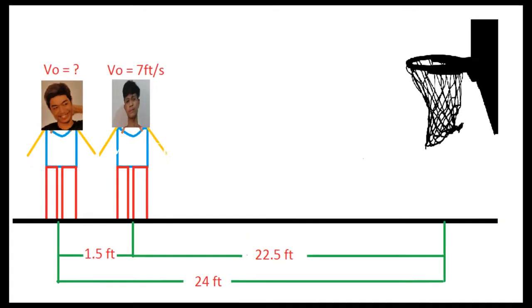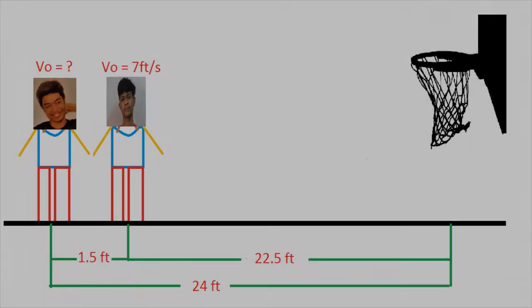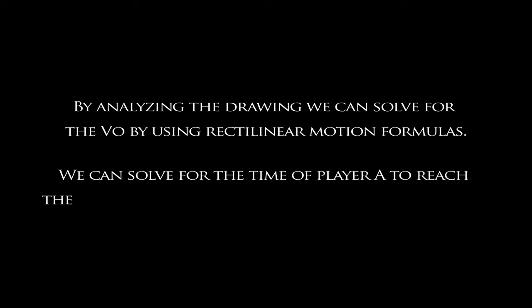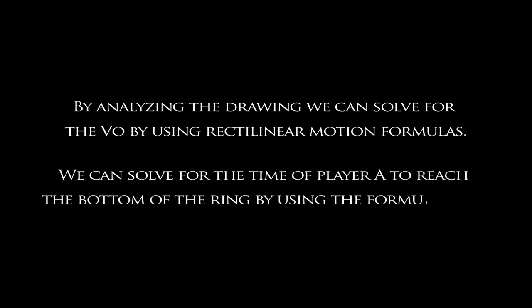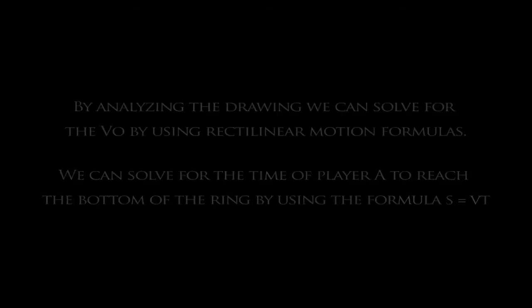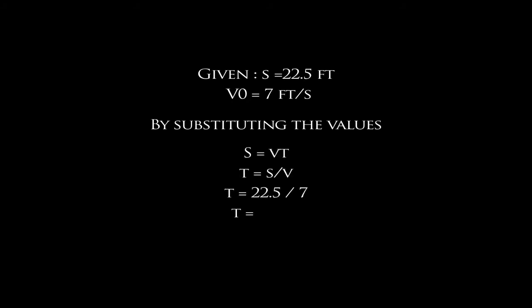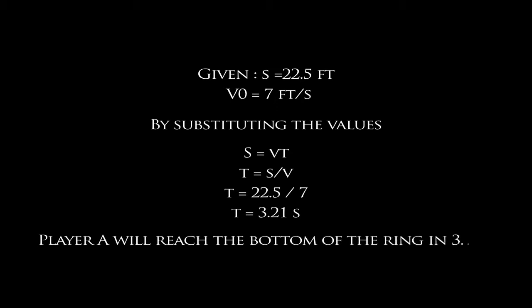We first draw the problem. By analyzing the drawing, we can solve for the V0 by using rectilinear motion formulas. We can solve for the time of player A to reach the bottom of the ring by using the formula S equals VT. By substituting the values, player A will reach the bottom of the ring in 3.21 seconds.